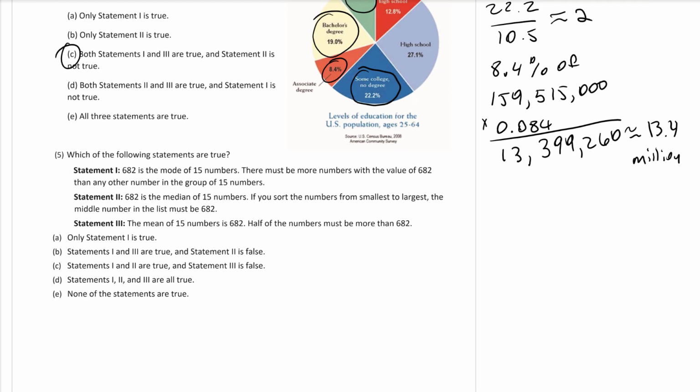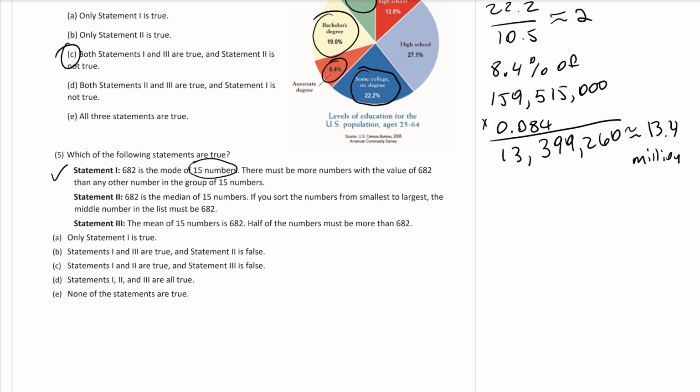Question 5. Which of the following statements is true? If 682 is the mode of 15 numbers, there must be more numbers with the value of 682 than any other number in the group of 15. That's a true statement. That's the definition of the mode, the most common number in a data set.